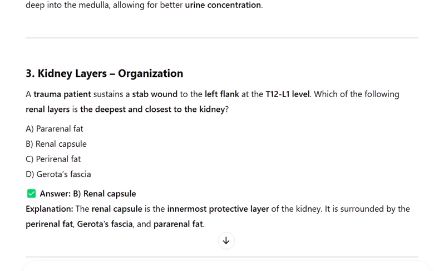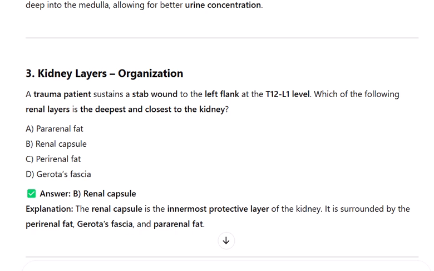Organization. A trauma patient sustains a stab wound to the left flank at the T12-L1 level. Which of the following renal layers is the deepest and closest to the kidney? A. Perirenal fat. B. Renal capsule. C. Perirenal fat. D. Gerota's fascia.